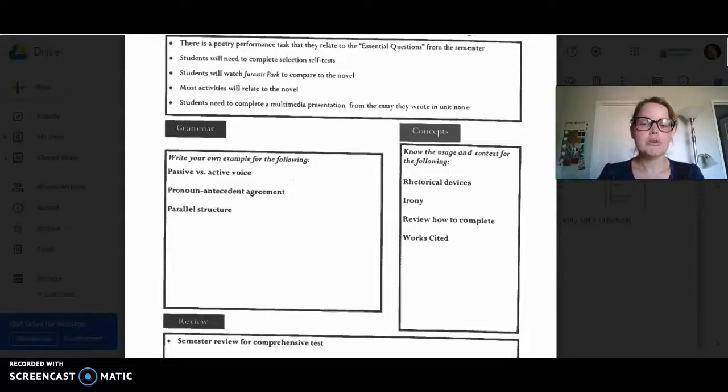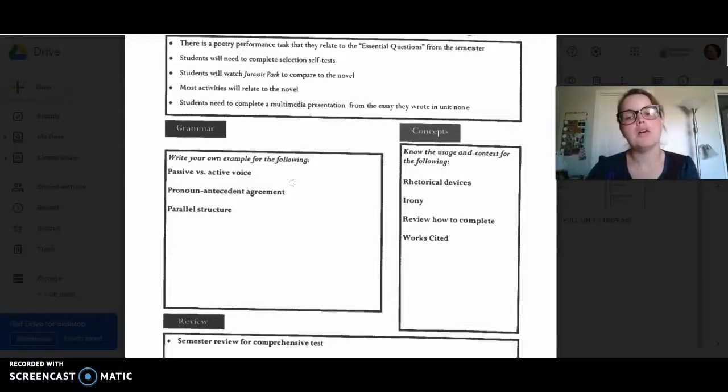Pronoun antecedent agreement. The pronoun is the thing that stands in place for a noun. So Gabby went to the store. She bought some milk. Instead of saying Gabby again, we say she, right? Antecedent agreement means that she agrees with Gabby. If I said, Gabby went to the store, they bought some milk. They? Who's they? Who's the other person there? There is no other person there, therefore that pronoun antecedent agreement is incorrect.